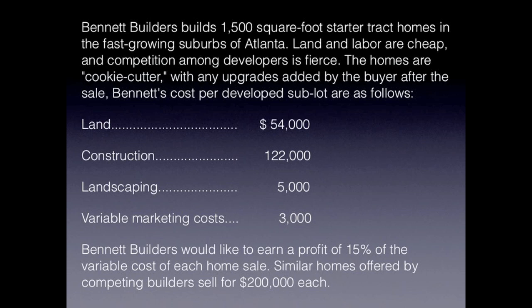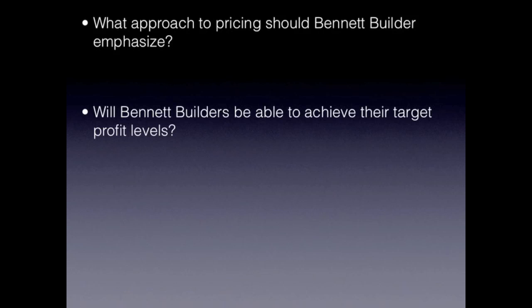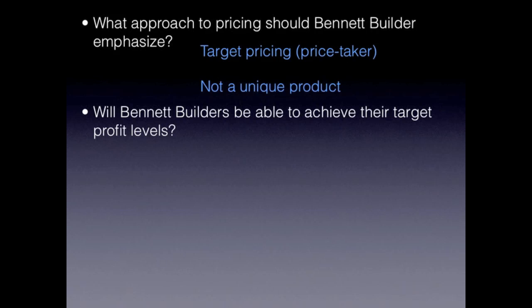So if we added up our cost here per developed sublot, the land, construction, landscaping, and variable marketing cost, that would give us $184,000. That's what those add up to. So keep these numbers in mind. What approach to pricing should Bennett Builder emphasize? Well, they tell us in the problem that it's cookie cutter houses. So that would tell us that it's not a unique product, and we probably have severe competition. So we would be a price taker, and we would have to emphasize target pricing.